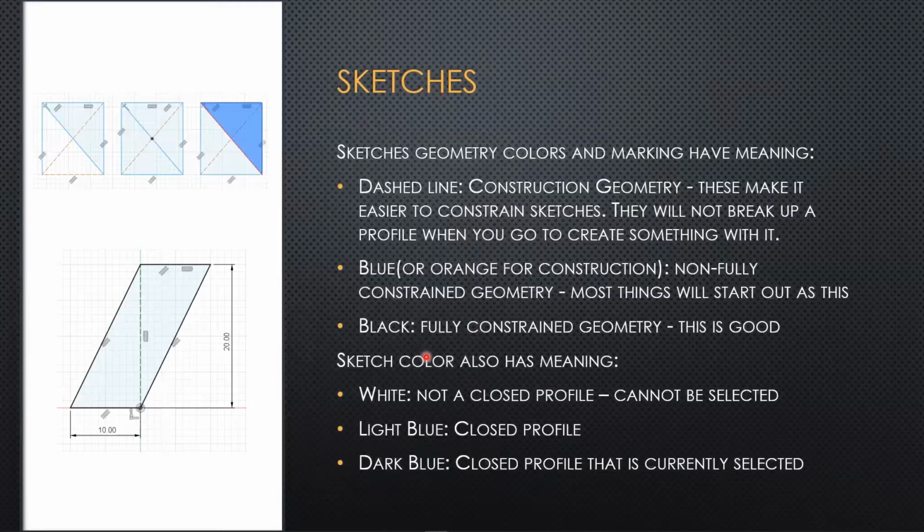Then sketch color. So all the white area around your parts is not a closed profile. And in this case, because this is construction geometry, it doesn't close off this part. So this is also not a closed profile. Light blue means that it is a closed profile. So in this case, you can see these are all closed profiles. And that means that you can select it for use in other features. Here is dark blue. This means you've selected that profile.